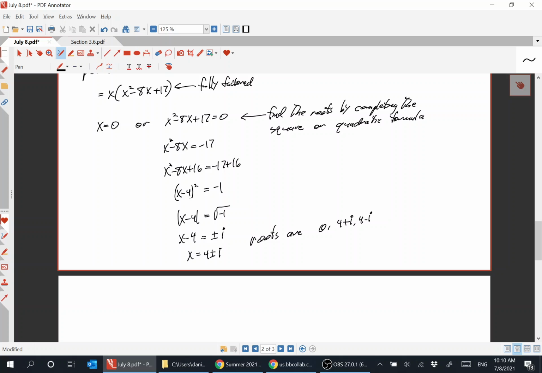And normally when we would get to this point, we would say there's no real roots. But if we're just interested in what the roots are and we don't care if they're real or not, then we can take the square root of negative 1 and we're fine with it. Of course, you can also use the quadratic formula.